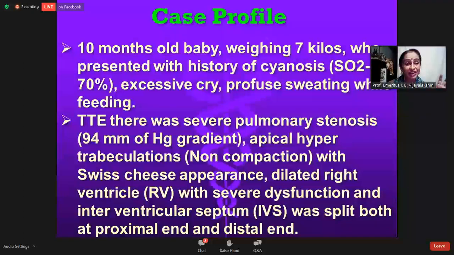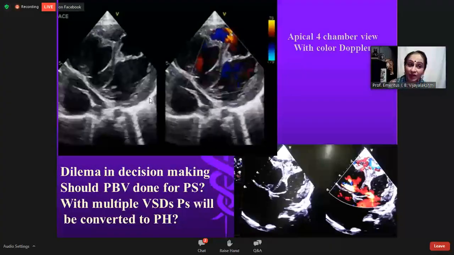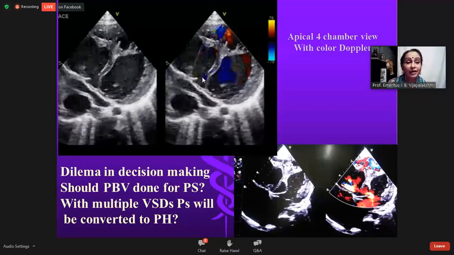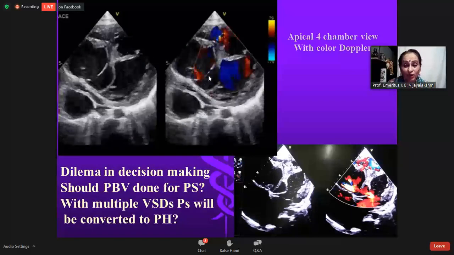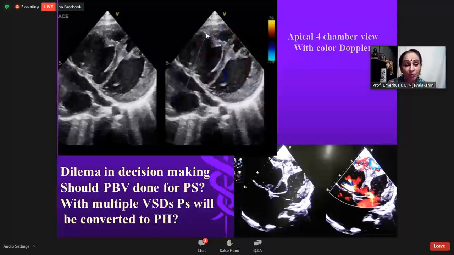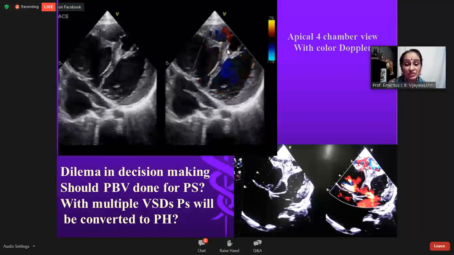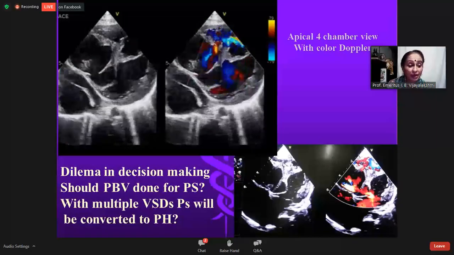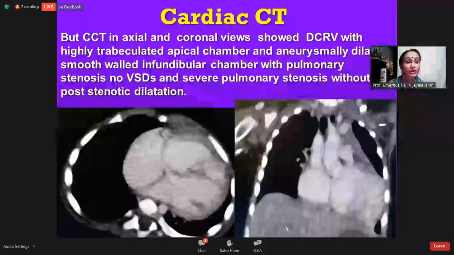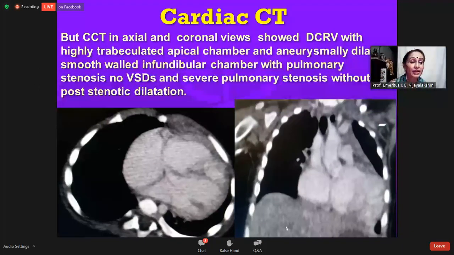So this is a 10 months old baby and a very rare condition. And I was wondering what it is. I thought it is a non-compaction at the apex and a Swiss cheese VSD, and then I was not able to make out on the 4D. So with the 2D, I sent for the CT, and in the CT we could see that there was a double-chambered RV and highly trabeculated, and then they gave a doubt whether there is a VSD or not.